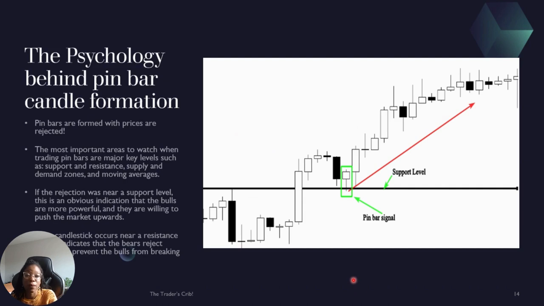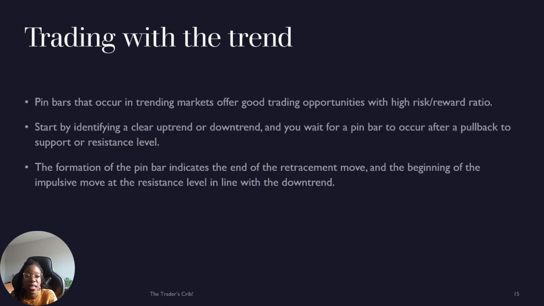The psychology behind the pin bar candle formation. Pin bars are formed when prices are rejected. The most important areas to watch when trading pin bars are major key levels such as support and resistance, supply and demand zones, and moving averages, if you use them. If the rejection was near the support level, this was an obvious indication that the bulls are more powerful and they are willing to push the market upwards. If the candlestick occurs near the resistance level, it indicates that the bears reject price and prevent the bulls from breaking this level.